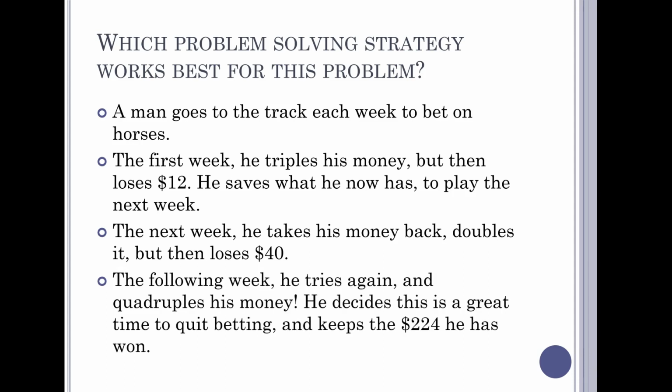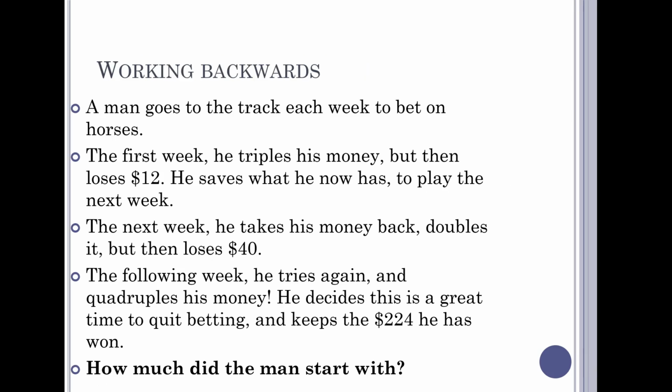Then the next week, he tries again and quadruples his money. What the heck is quadruples? Means times 4. He decides it's a great time to quit betting, oh yay, and keeps the $224 he has won. How much did he start with? Wow, how could you even do this problem? It looks kind of like algebra, right?